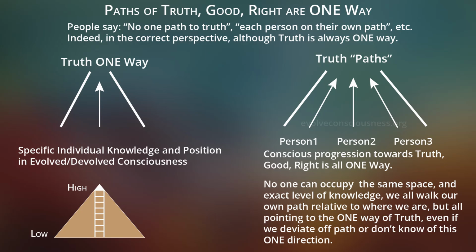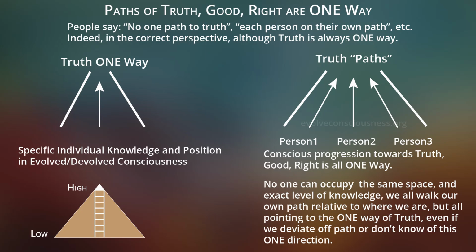It's all one way. Even though, as we are all occupying individual positions in space and time, we cannot all occupy the same positions in space and time. You can't have the same level of knowledge. So, on the left, truth is one way. I have the two lines as indicating a path, and then the arrow as me, as you, anybody. Truth is one way. It's all that one way. We're walking down the path. If you're going towards truth, good, and right, you're going one way, whether you realize it or not.